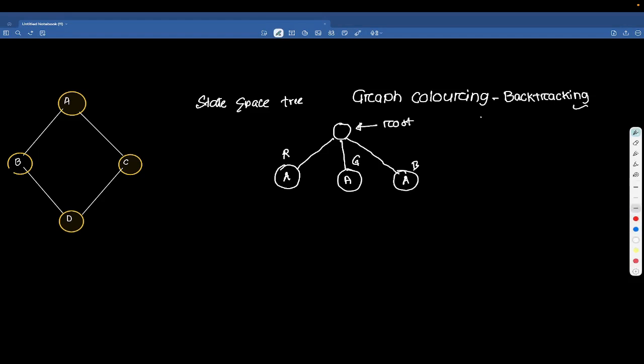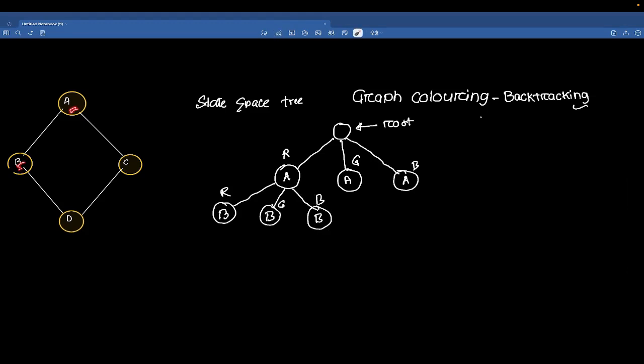We will go exploring A, and from A we will color B with color red. B can be colored using green and B can be colored using blue. However, we can see that A and B are adjacent nodes. That is why they both cannot have the same color. So we will not consider this one as a valid branch of the tree and we will remove it. Then accordingly, we will go to the next node.